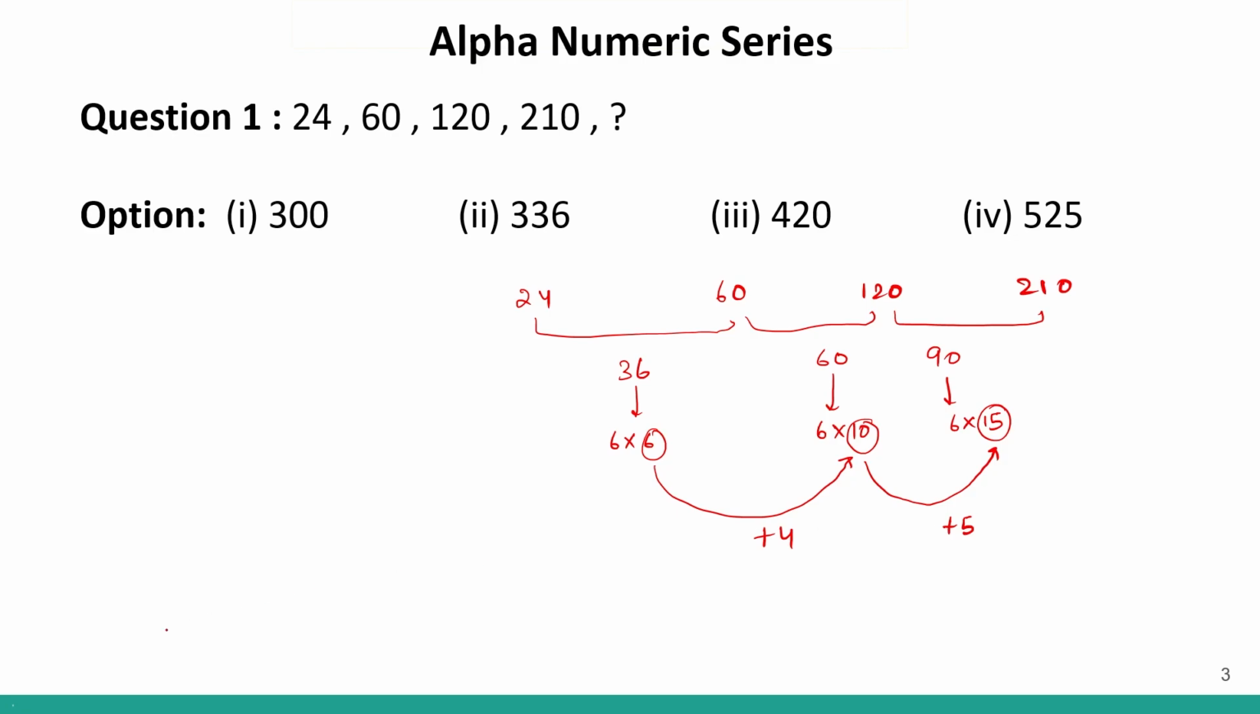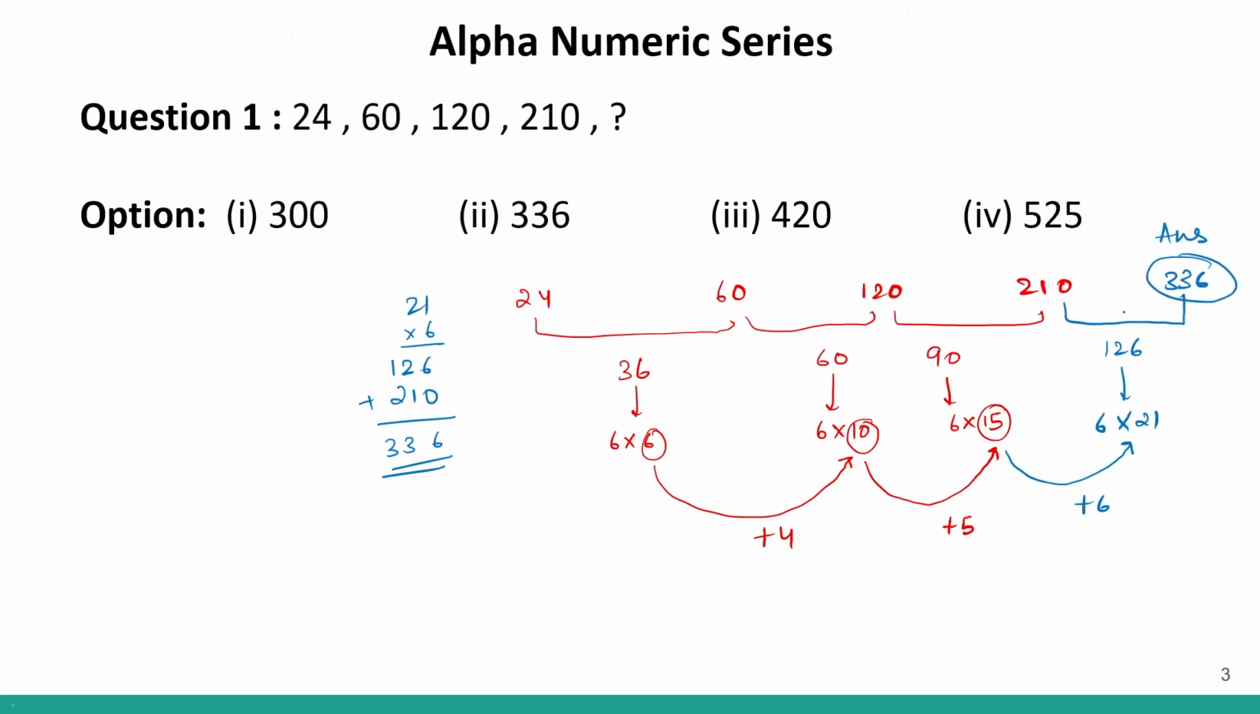So let me try to solve this question using the same logic. The next number will be plus 6. So 15 plus 6 will give me 21. So I will multiply 21 with 6. So 21 into 6 will give me 126. And then I will add 126 to 210 to get 336 over here. Correct? 336, and this will be my answer.